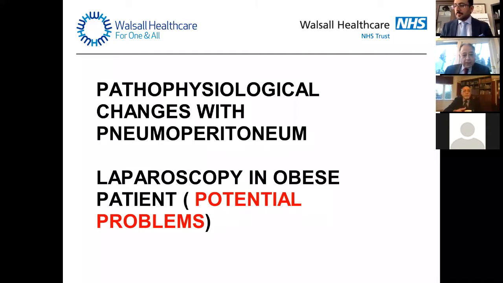Laparoscopic work is minimally invasive from the patient and the surgical point of view, but it has potential problems from the anesthetic view, and requires full understanding between the surgeon and anesthetist of what the pathophysiological changes are during insufflation of carbon dioxide under pressure into the abdomen.